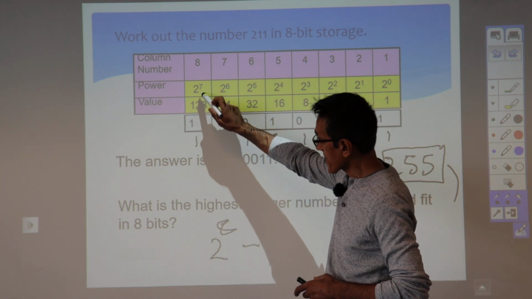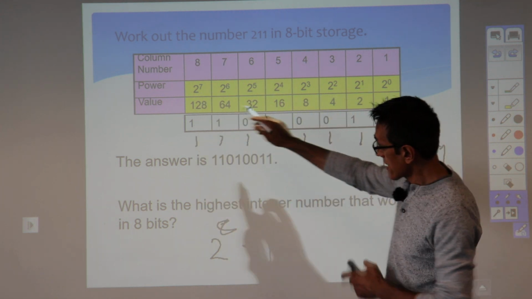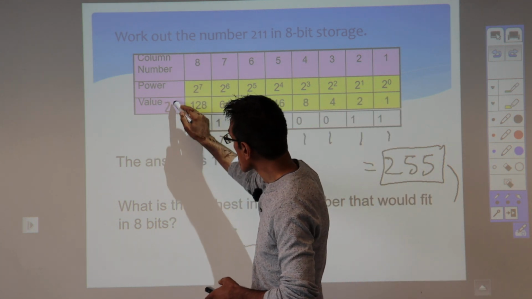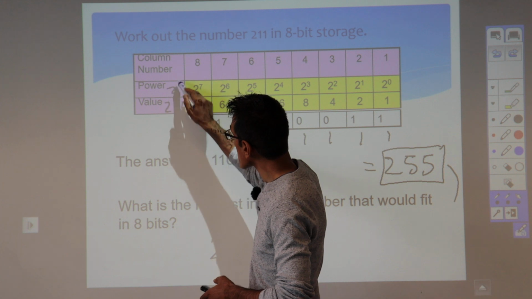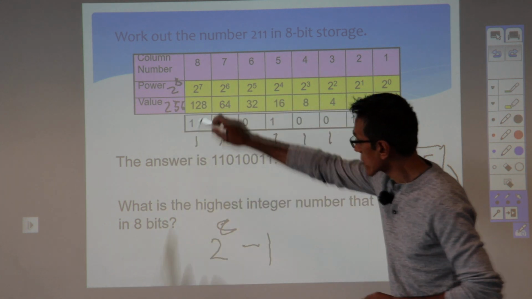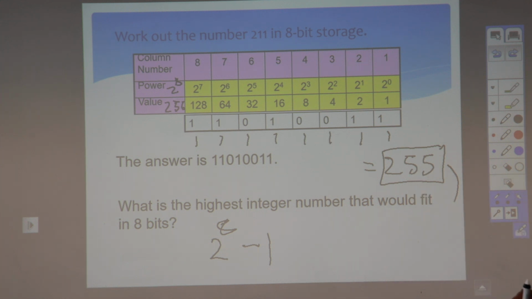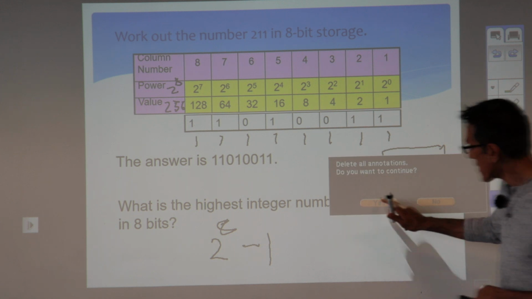2 to the power of 7, 8 bits. 2 to the power of 7 is 128. The next number here is going to be 256, which is 2 to the power of 8. So 256 minus 1 gives me 255. So far, so good.